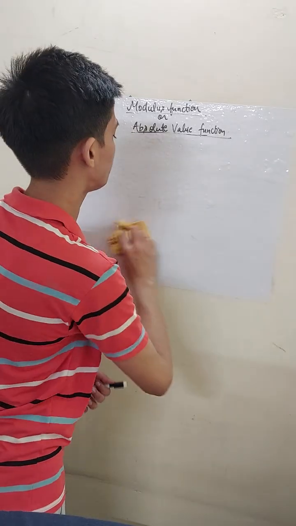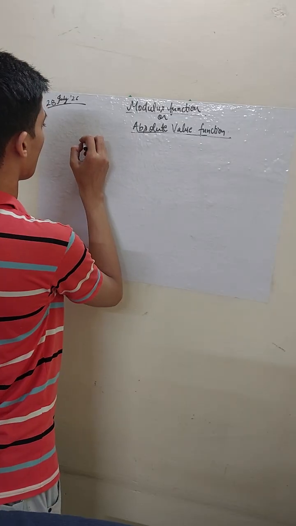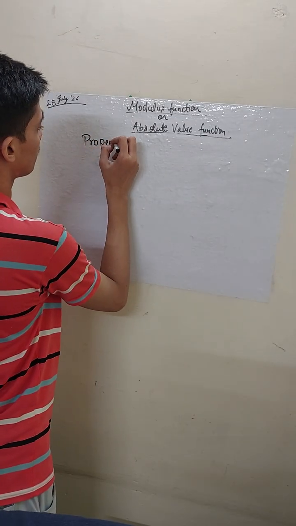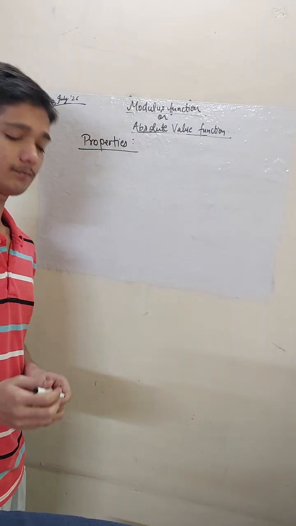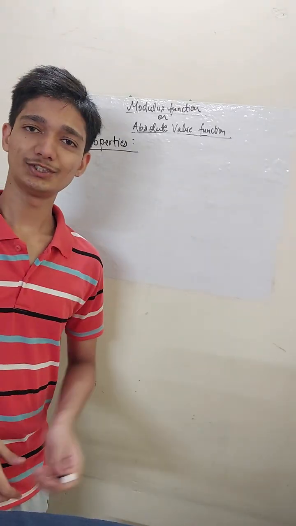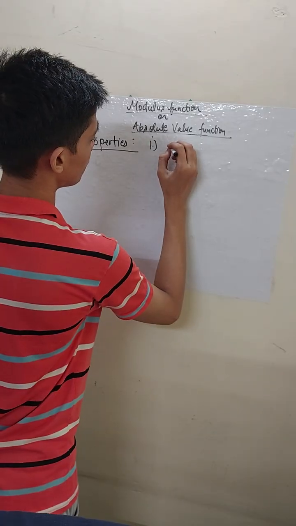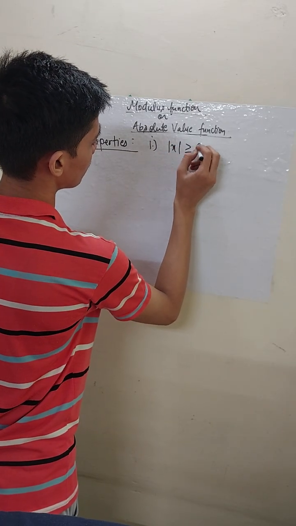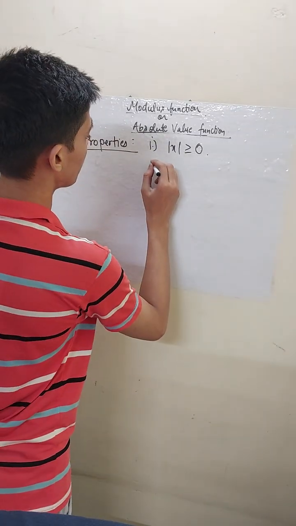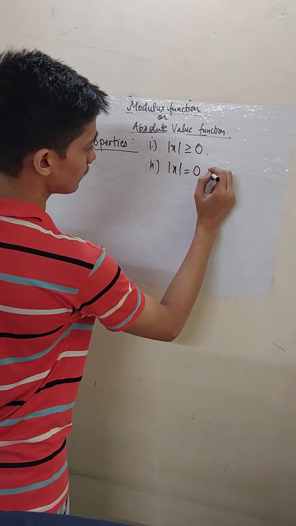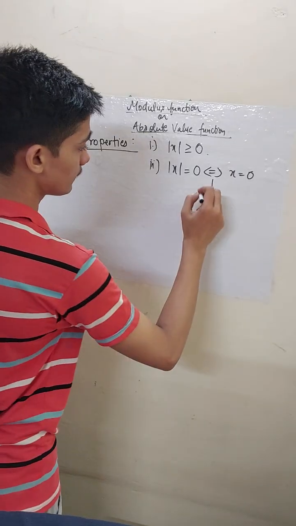Now we learn some properties related to it. Make sure you are noting it down because these are essential things that one should know about the modulus function. First one is mod x is greater than or equal to 0. The modulus function is always non-negative. Second one is mod x is equal to 0 if and only if x is equal to 0. This is the definition of if and only if.